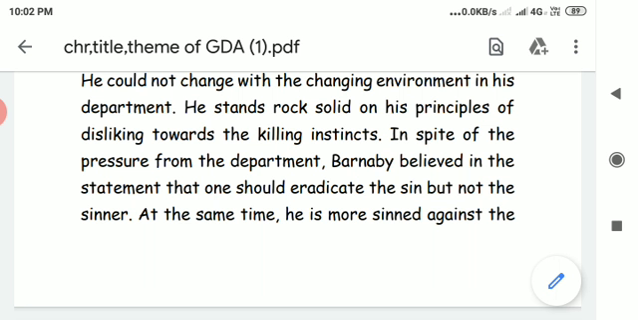Now, friends, you must note it. This is a very interesting line. Barnby believed in the statement that one should eradicate the sin. One must remove the sin from its roots, but not the sinner. You must not hate the sinner. You must hate the sin. That is the idea with Barnby.